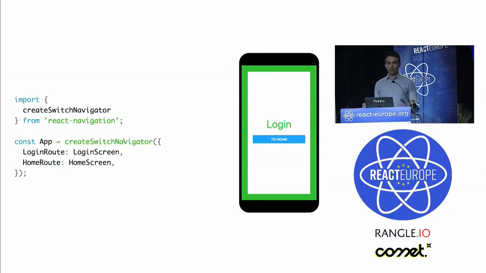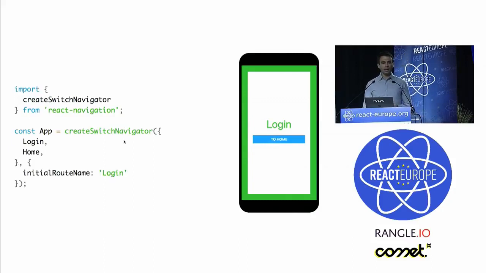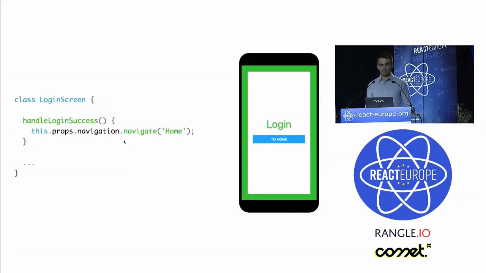And also, if we want to be a little bit more concise, we can go ahead and abbreviate these to make it so the route names are the same as the screen component names. And to be extra explicit, we should be providing the initial route name to identify which key in our object is going to be the first thing that we present. In this case, it's the login.